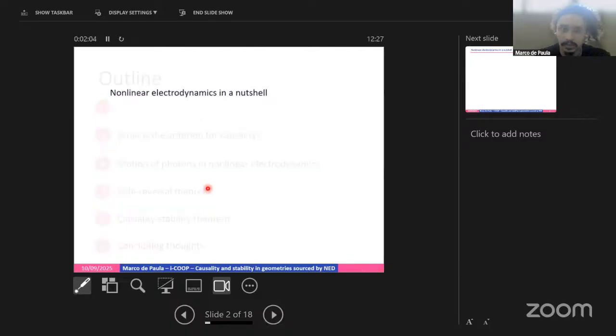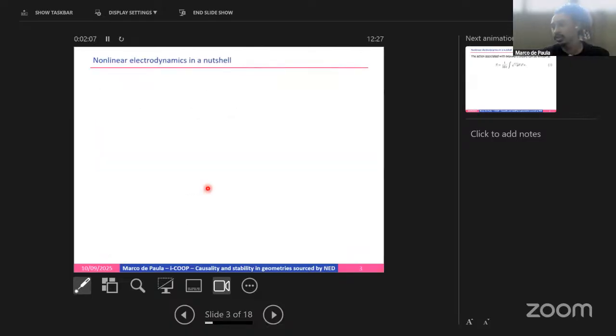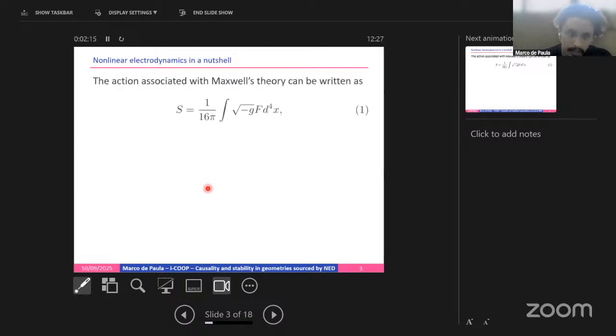So let's start with nonlinear electrodynamics in a nutshell, to review what this theory is and how we apply it to black hole physics. One of the best ways to introduce nonlinear electrodynamics is to start with linear electrodynamics in a flat spacetime. This is the action associated with linear electrodynamics, Maxwell's theory, in a flat spacetime. G is the determinant of the metric tensor and F is the Maxwell scalar.